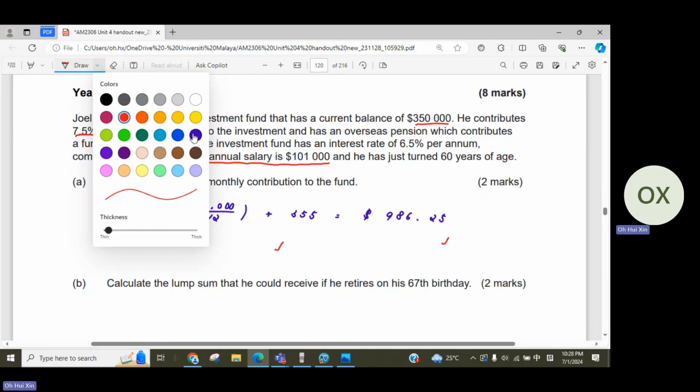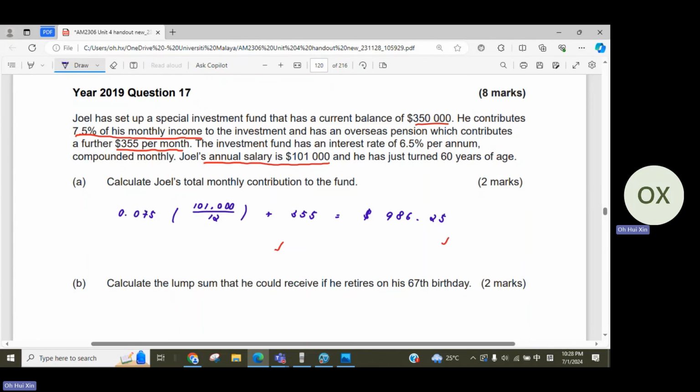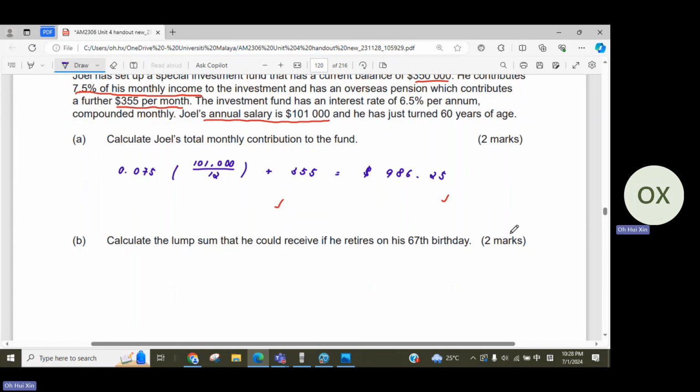Part B, calculate the lump sum that he would have received if he retires on his 67th birthday. In this case, we try to understand how many years. The question didn't ask us for a recursive rule, so just go for finance solver. For the N here, we are talking about the number of deposits that he has made when he retires at 67.